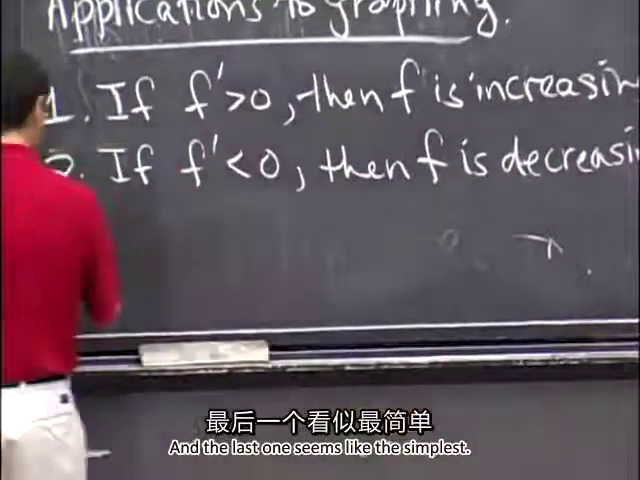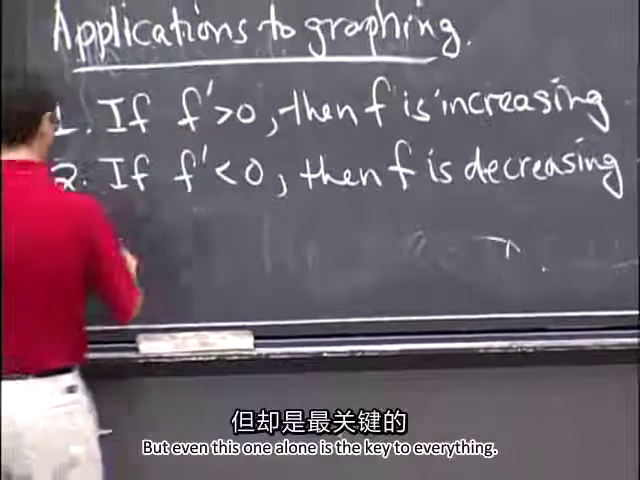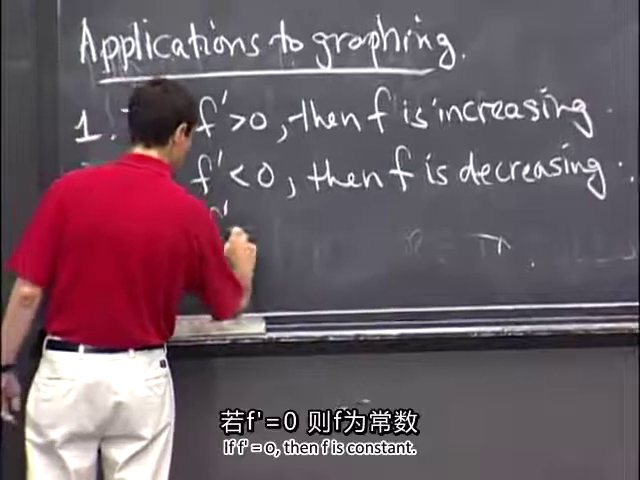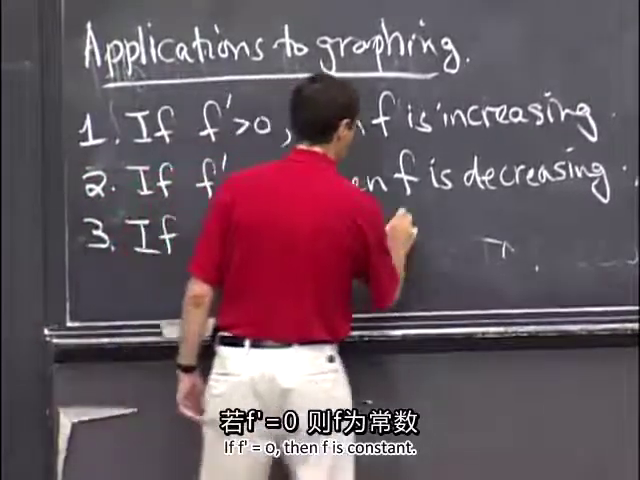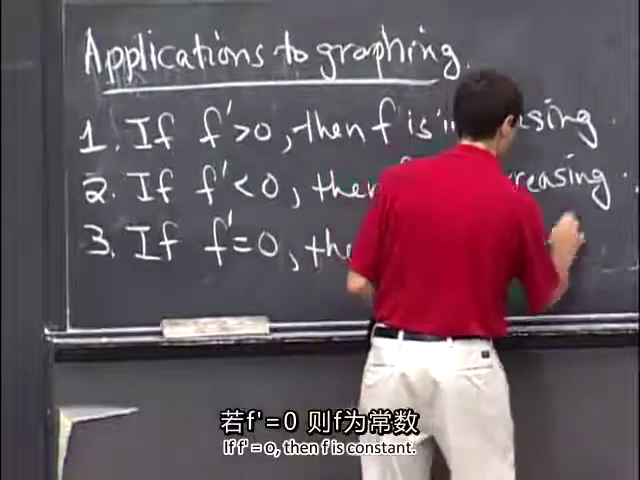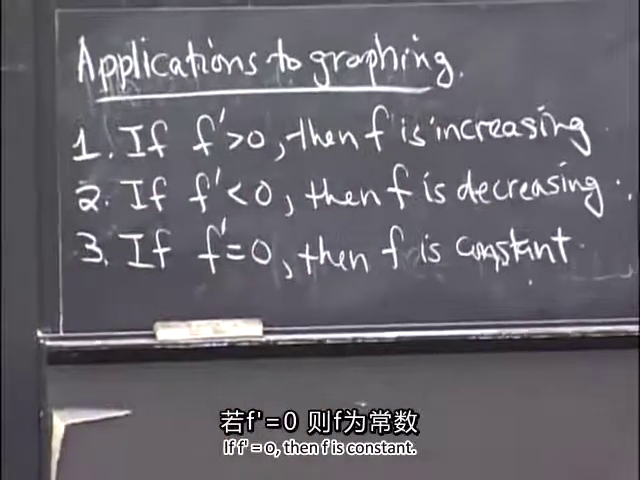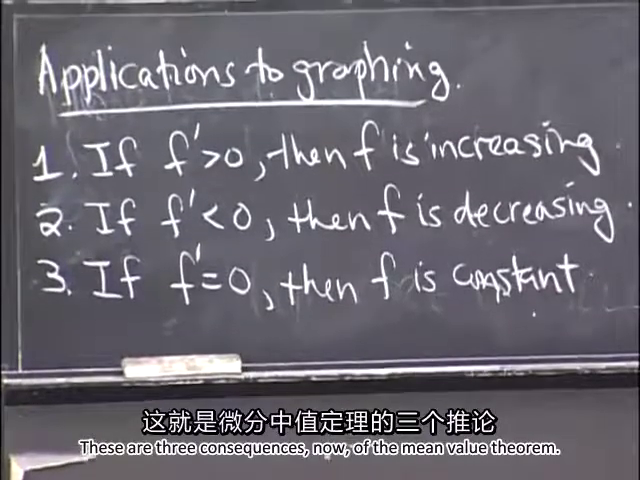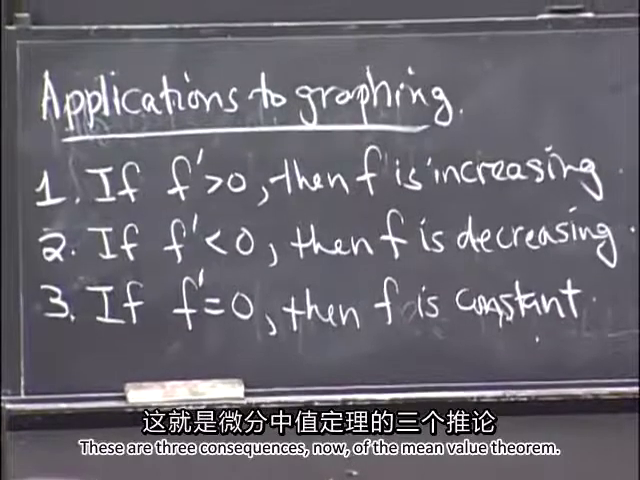And the second one is if f prime is negative, then f is decreasing. And the last one seems like the simplest, but even this one alone is the key to everything. If f prime is 0, then f is constant. These are three consequences now of the mean value theorem.